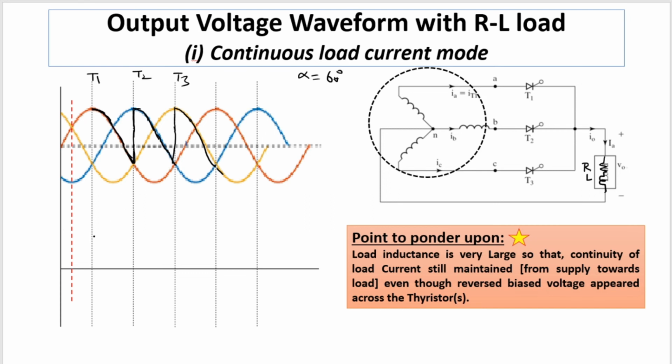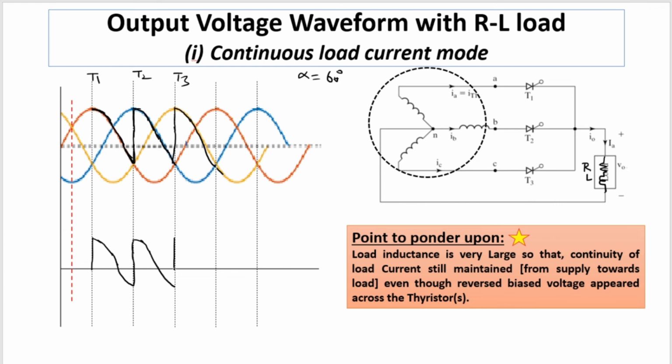So the waveform corresponding to the RL load is a bit different as compared to R, because in this particular case there is conduction in the negative half also, because of the nature of the inductive load, that current continues to flow through the load even though the voltage becomes zero.